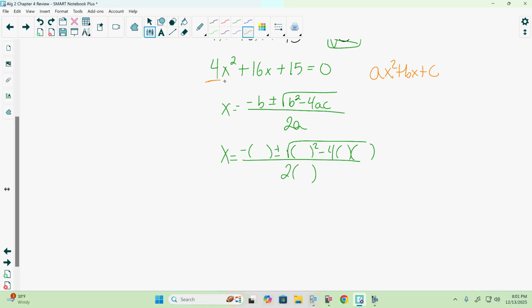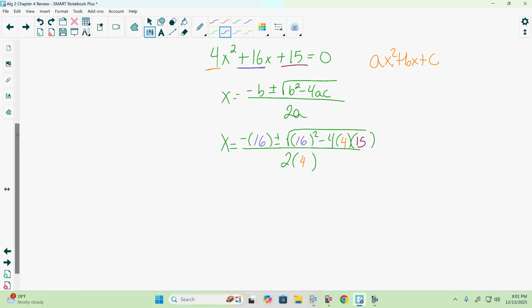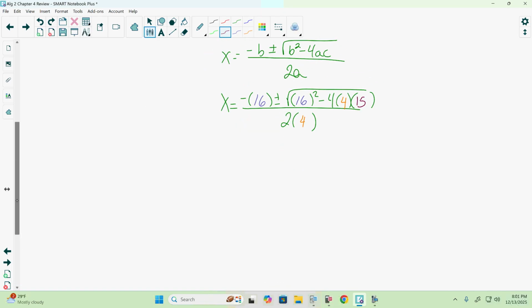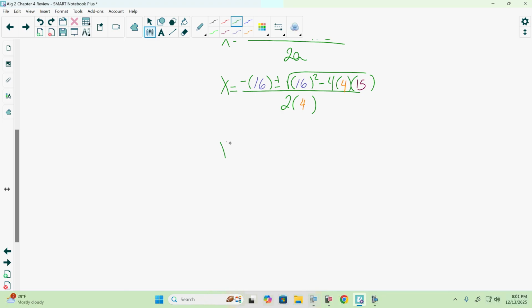A is our term in front of x squared, so it's 4, so we'll plug 4 in its 2 spots. B is our term in front of x, so positive 16, it goes in its 2 spots. And C is 15, it goes in its 1 spot. Now we're going to simplify. Negative 16, well that's just negative 16. On bottom, 2 times 4 is 8.